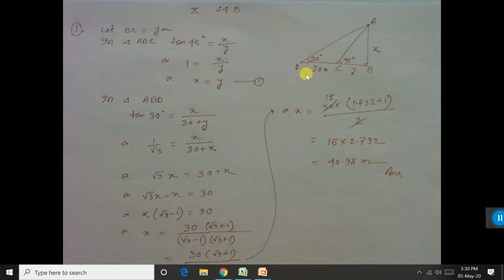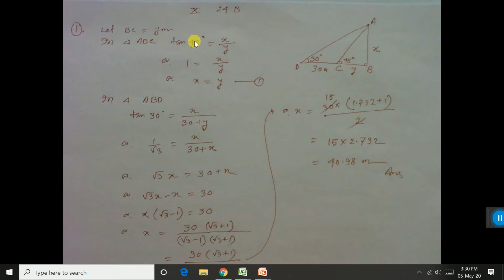See, the diagram is drawn. If you take triangle ABC, then tan 45 equals perpendicular x by base y. So perpendicular by base, that is x by y. Tan 45 degree value you put. So y equal to x, that is x equal to y. This is equation number 1.